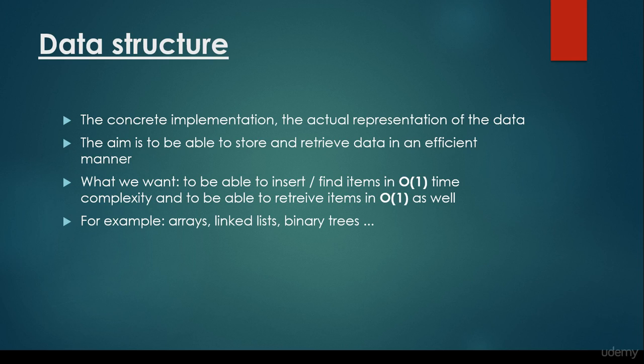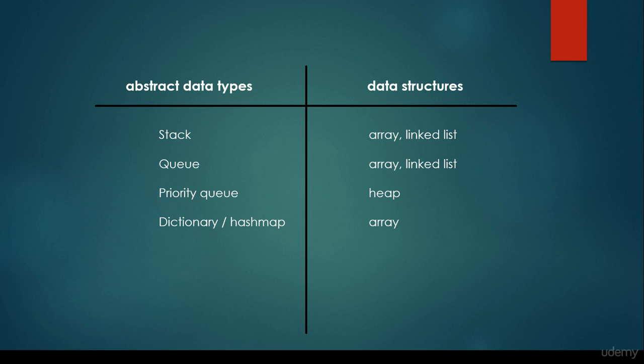So for example, arrays, linked lists and binary trees are data structures. We have the concrete implementations. So we have the abstract data type, just the model, just the super type, just the specification, and the data structures, the concrete implementations. So we have the stack abstract data type with the concrete behaviors, and we can implement stack with the help of array or linked list data structures.